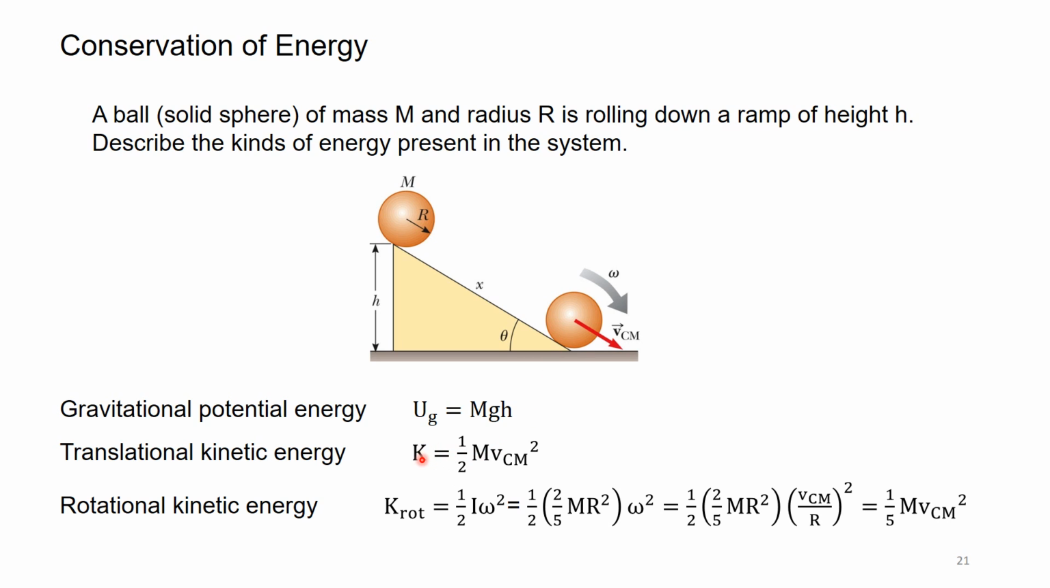So these are the energies that are concerned. We have the gravitational potential energy, and we have the linear, the translational kinetic energy, and then we also have rotational kinetic energy. Both the kinetic energies added together will give you the energy at the bottom of the hill, and you can set that equal to the energy at the top of the hill.